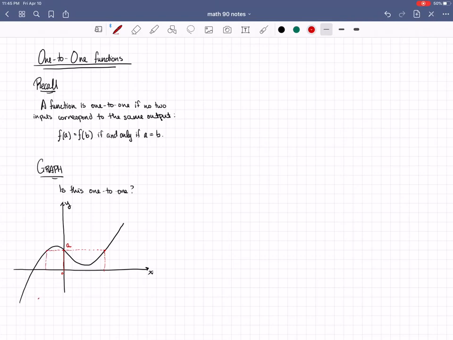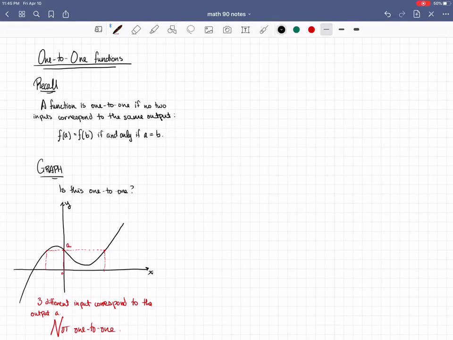So here we see three different inputs correspond to the output A. So this is not a one-to-one function.